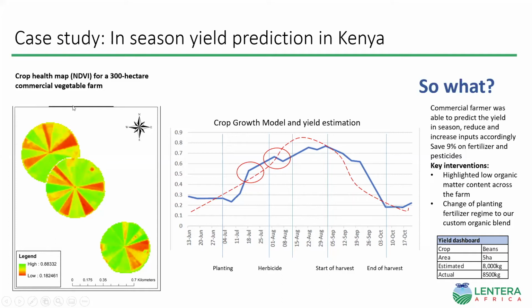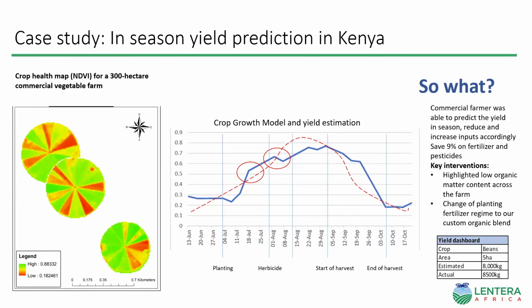In the middle, we have a graph of the crop growth model and yield estimation. From this, we have two curves. The red curve shows what we had estimated, while the blue curve shows the actual curve for that growth season. So what advice did we give to the farmer? What did the farmer get from all of this?